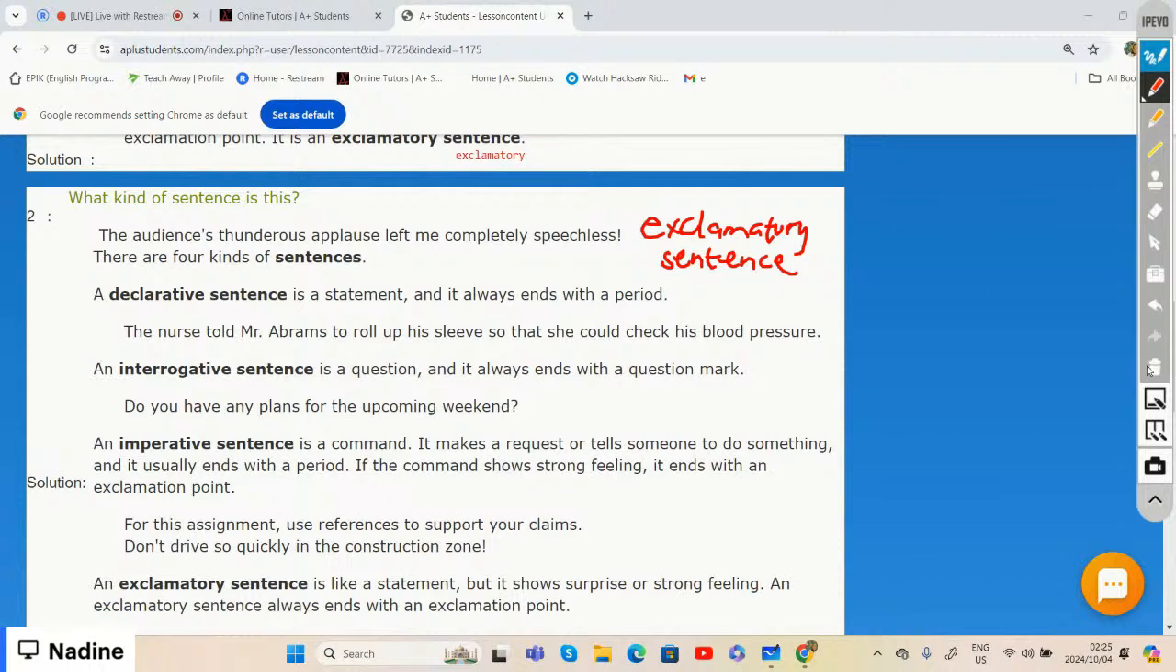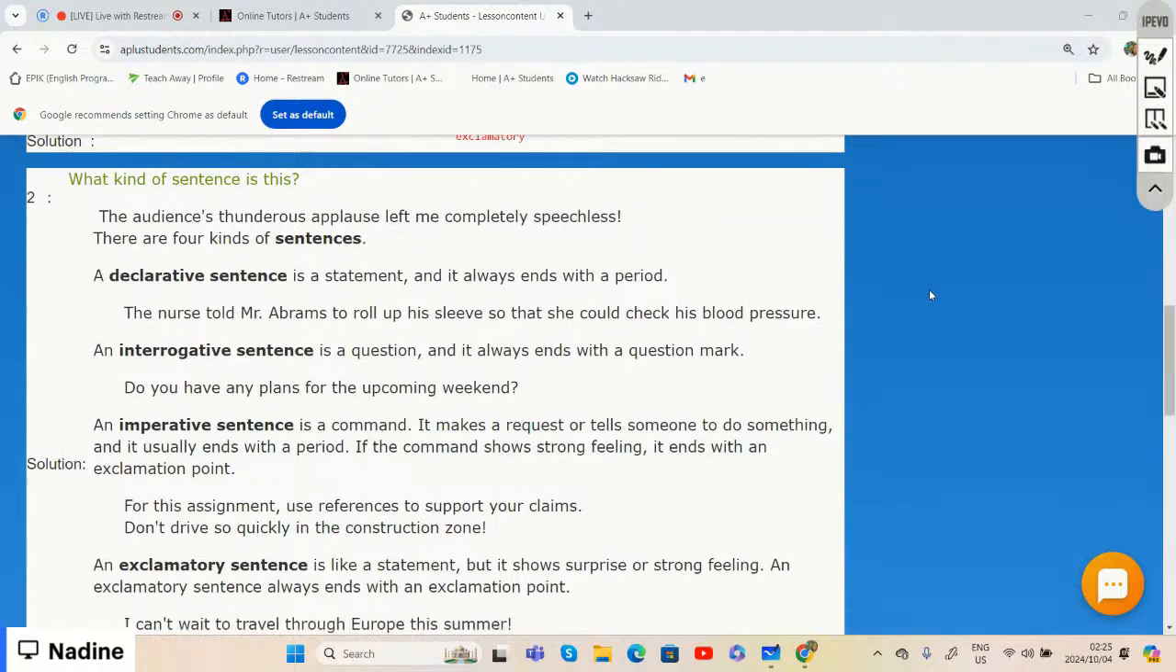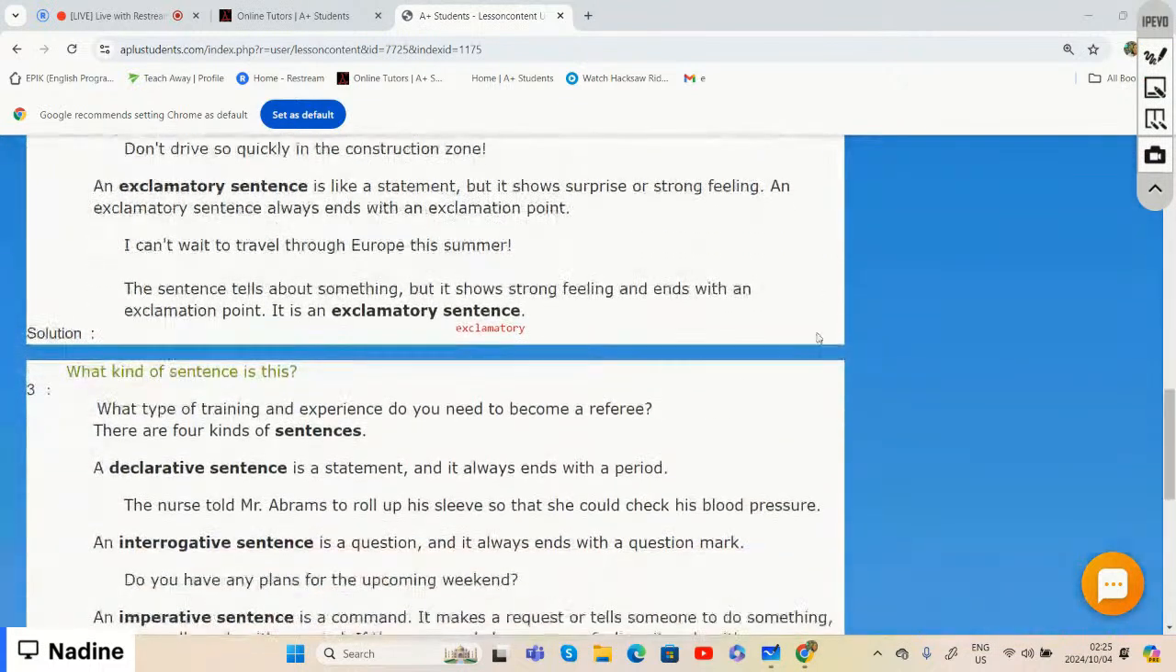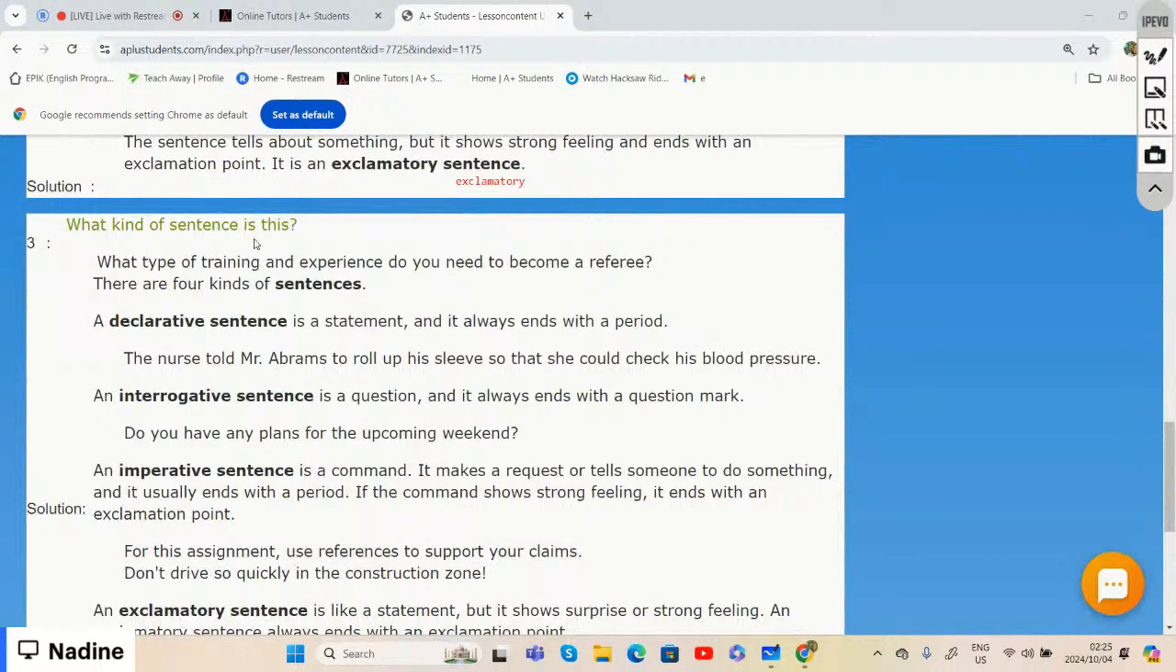All right. And if we look at the last one, it says, what type of training and experience do you need to become a referee? Is that a declarative sentence, interrogative sentence, imperative sentence, or an exclamatory sentence?